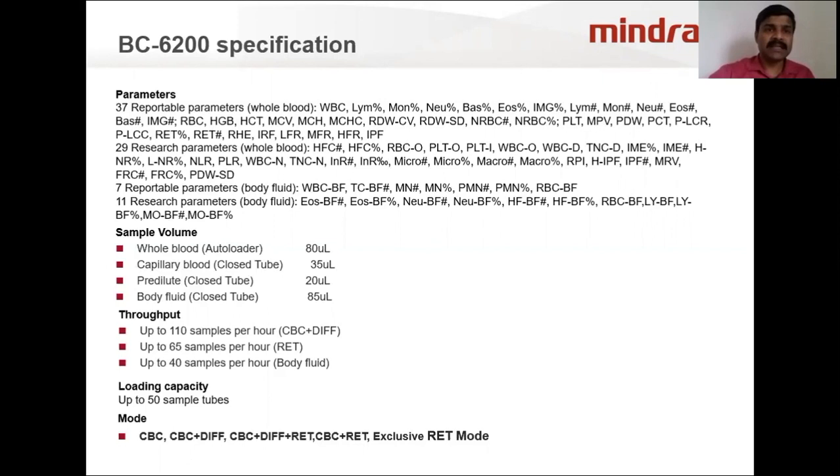Coming to the specification, we have the BC6200 specification, that is 37 reportable parameters and some 29 research parameters for the whole blood. You can see the instrument is able to analyze the whole blood with a very small volume of 80 microliters, and you have different discrete modes, like CBC, CBC plus differential, and retics alone. So all these are possible, and you have a very high throughput of 110 samples per hour for this BC6200 instrument.